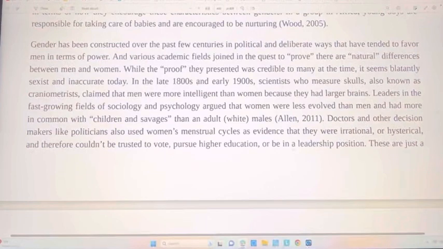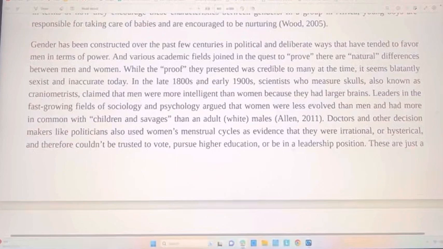Gender has been constructed over the past few centuries in political and deliberate ways that have tended to favor men in terms of power, and various academic fields joined in the quest to prove there are natural differences between men and women. While the proof they presented was credible to many at the time, it seems blatantly sexist and inaccurate today. In the late 1800s and early 1900s, scientists who measure skulls, also known as craniometrists, claimed that men were more intelligent than women because they had larger brains.